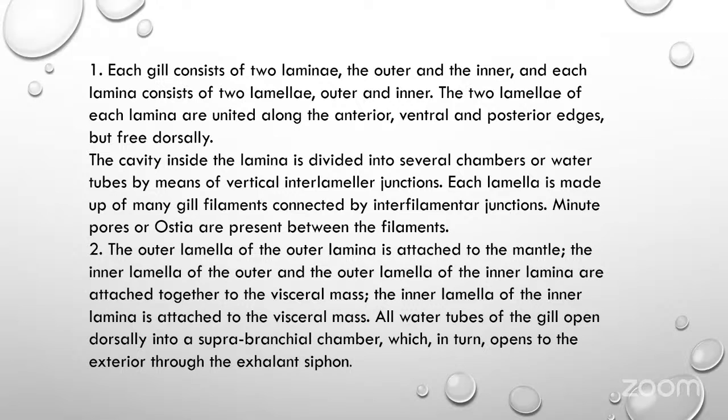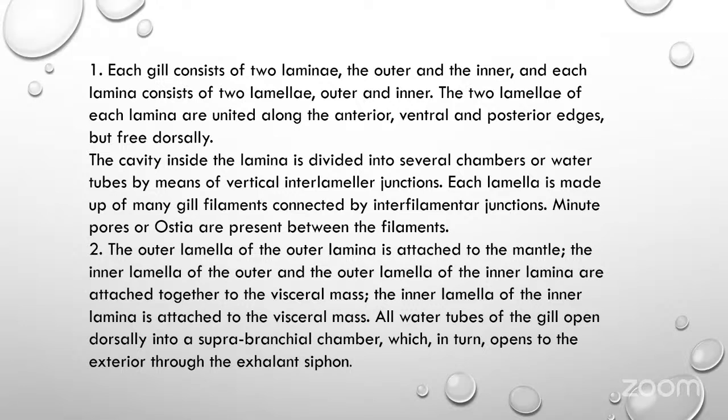So each lamella is made up of many gill filaments connected by interfilamentar junctions. Minute pores or ostia are present between the filaments. The outer lamella of the outer lamina is attached to the mantle. The inner lamella of the outer and the outer lamella of the inner lamina are attached together to the visceral mass. The inner lamella of the inner lamina is attached to the visceral mass.